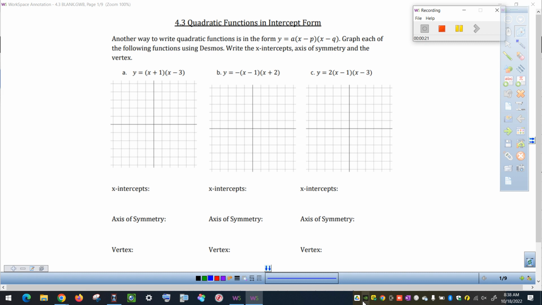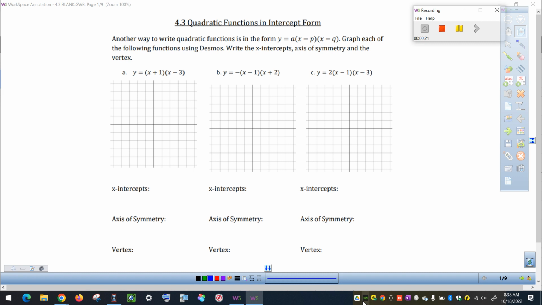And then today, we are going to learn about the last form of the quadratic. This is called intercept form. Part of the goal today is to not only introduce us to intercept form, but to help us make some connections between the three different forms.